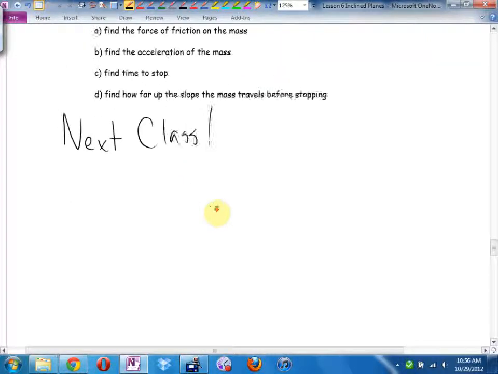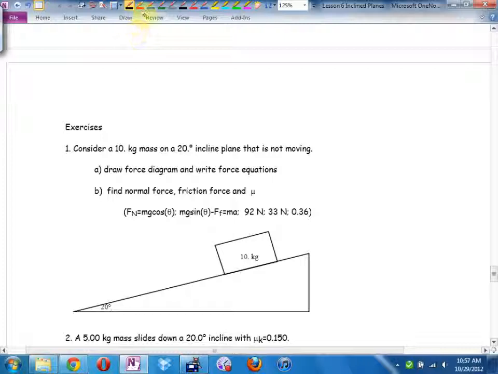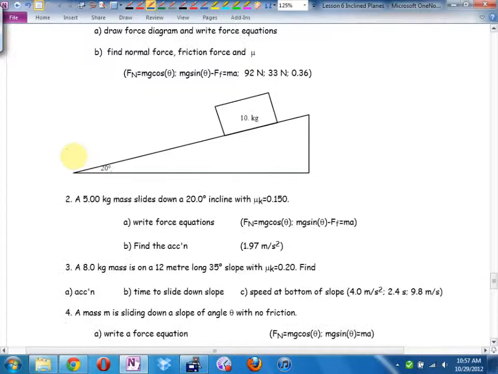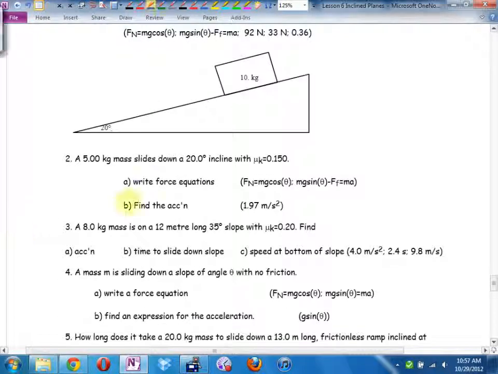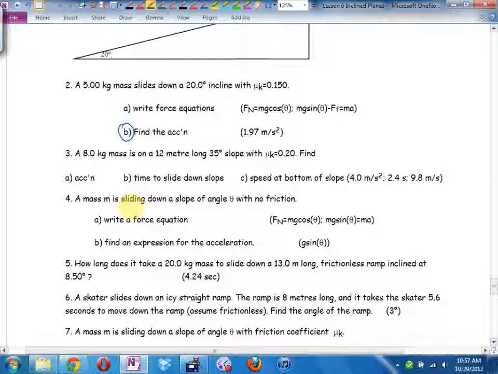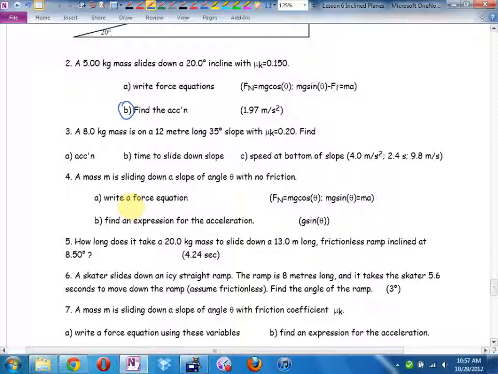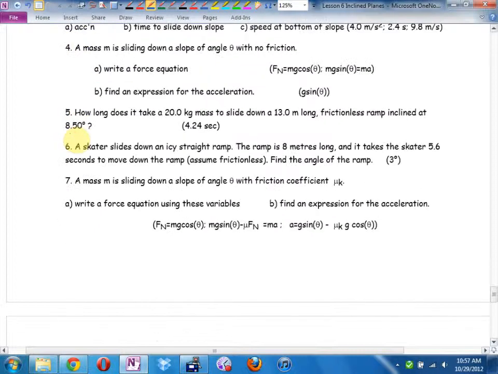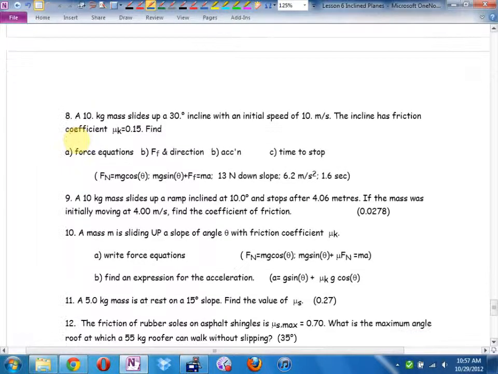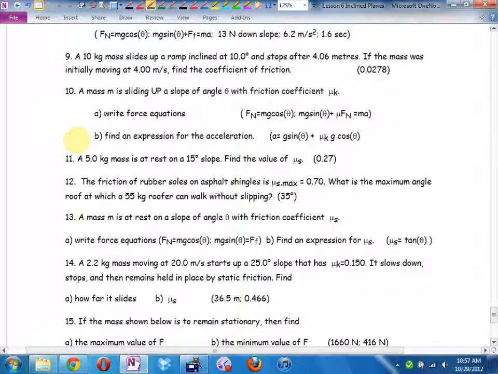We're going to do number 8 at the beginning of next class. For now, you need to practice this. I'm going to say homework. I would like you to try, please, number 1, 2B, try number 3, and 11.